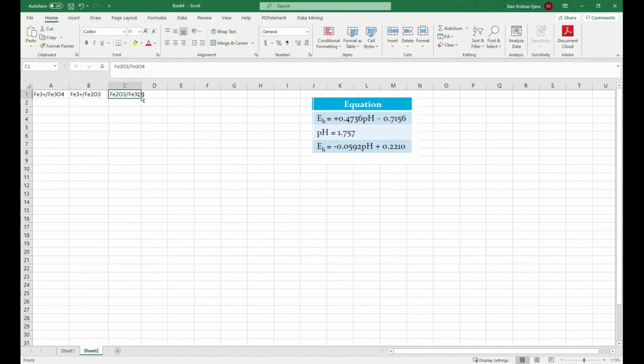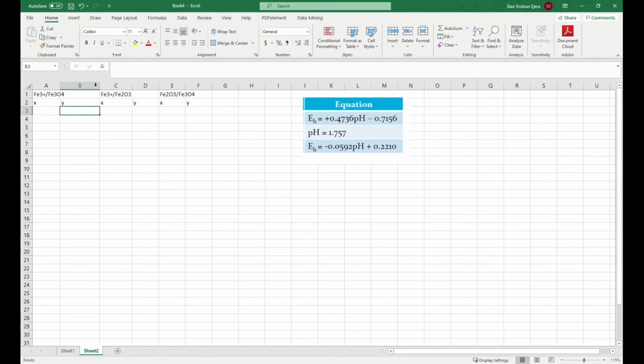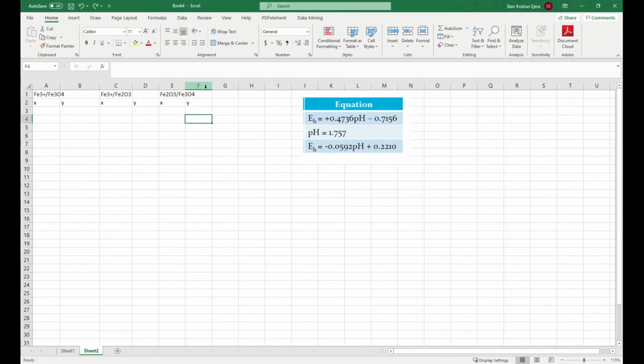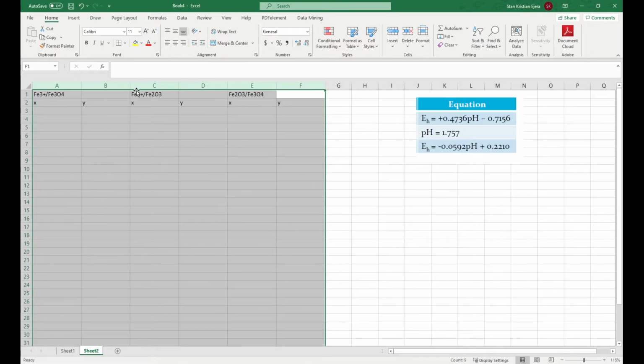Or couples natin. Okay, I'll probably move this to the right para may space ako for the XY na coordinates, no? Okay, so we have X, we have Y. Ito X, Y, also X and Y, no? Okay, so just ko lang konti ito na. Oh, pangit pala. Gawin ko lang equal sila.